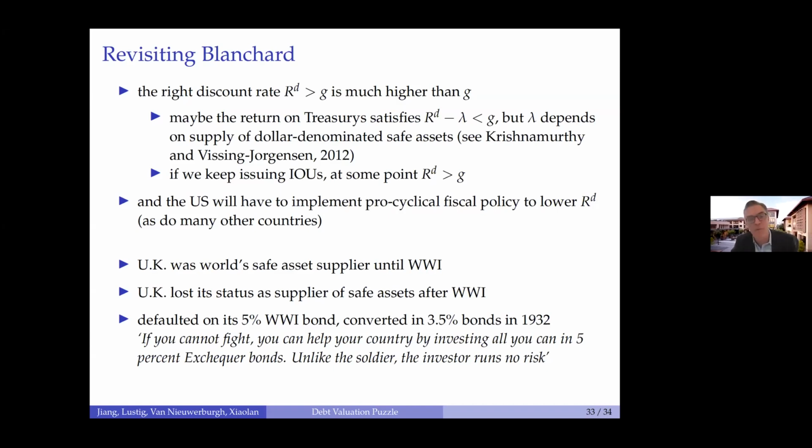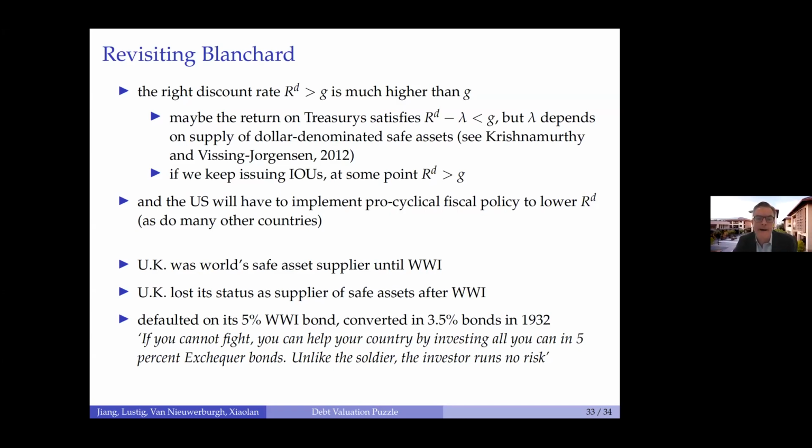Now, it could be that the return on Treasuries is low because there's a big convenience yield. That's possible. But of course, if you read Arvind's work with Annette and the work of others, you realize if you keep issuing IOUs, at some point the lambda goes to zero. There's a downward sloping demand curve for safe assets, and so this is not something you can keep exploiting. When that happens, the US will become like any other country that has to implement pro-cyclical fiscal policy to make the debt claim safe. That would mean raising taxes in bad times.